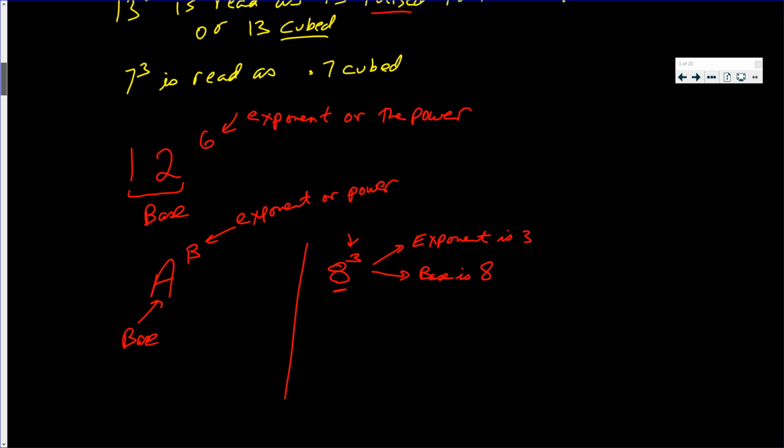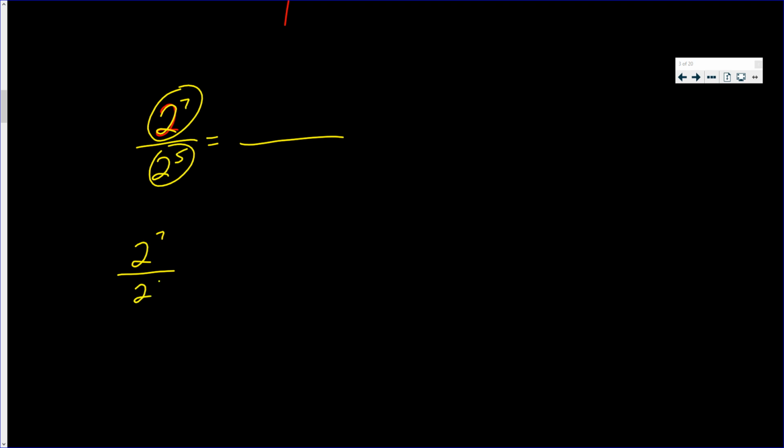Now, let's look at what happens when you divide such things. What if you had 2 to the 7th divided by 2 to the 5th? Well, if you just do things by definition, things would work out nicely. Before you divide, know what you're dividing by. You cannot say, oh, this is simple, 2 over 2 is 1, so the answer is that. No.